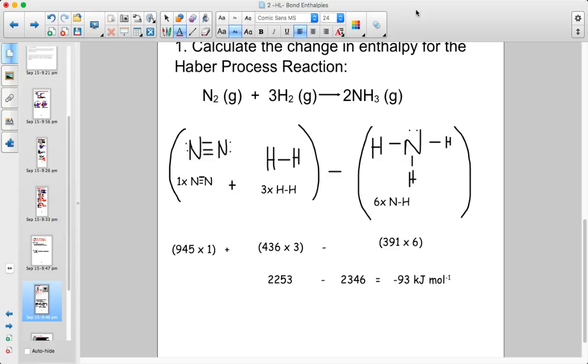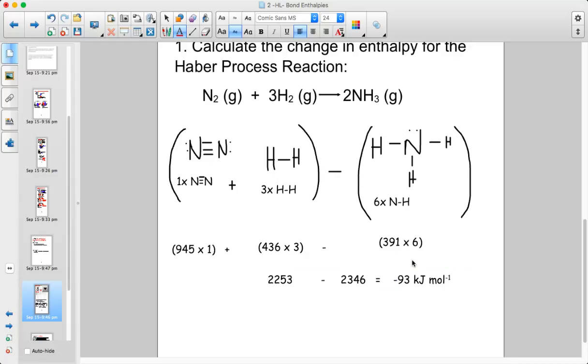So if we plug in the calculated numbers, the bonds that we have to break add up to 2253. That's the amount of kilojoules that we have to put in to break all the bonds. Then we subtract out 2346, which is the energy that we get out when we form all those N to H bonds. And so net, you can see that even though that nitrogen bond was super strong, overall, forming 6 new N to H bonds actually gets you out more energy than it requires to break all the bonds. So if you get more energy out than you had to put in, that means it's going to be overall a negative change, which is exothermic.